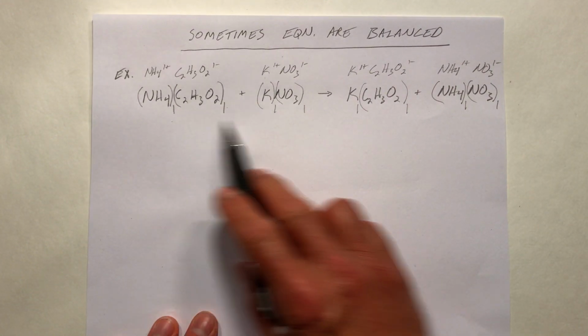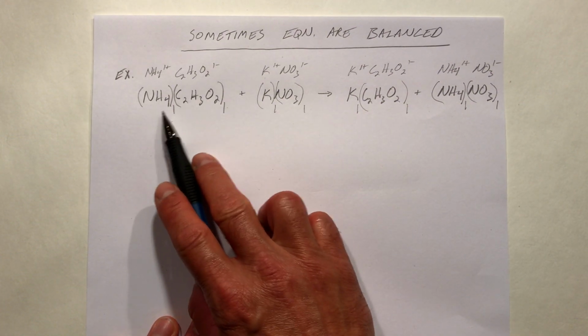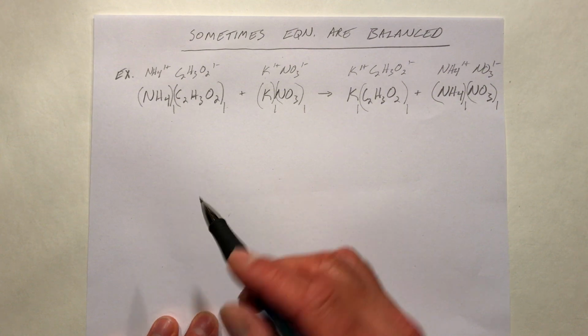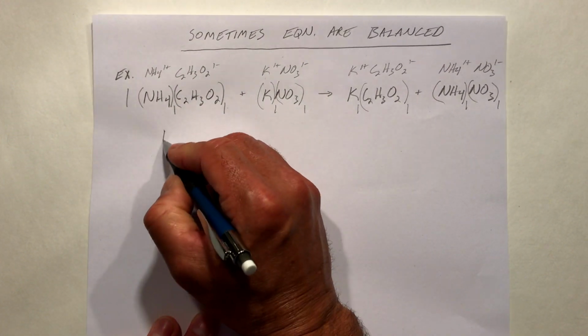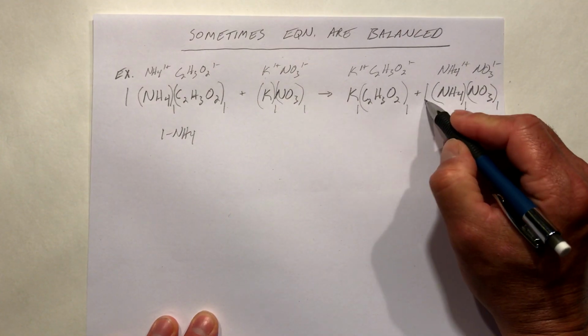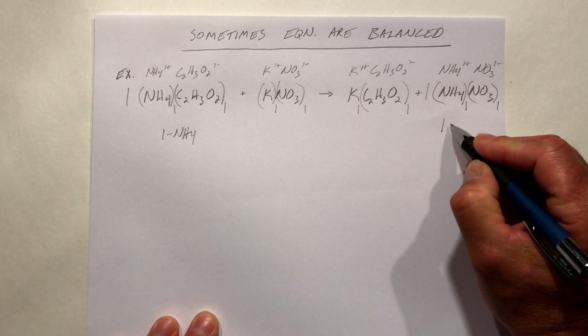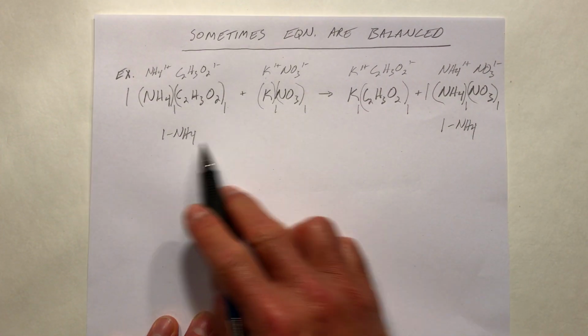You can see that there's one of every chemical. Notice that I'm counting the polyatomic ion NH4 as if it's a single chemical. So we would say that one coefficient times one subscript is one NH4 on the left, and one coefficient times one subscript is one NH4 on the right. Notice how I'm doing my bookkeeping here.